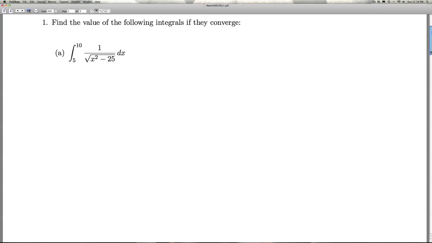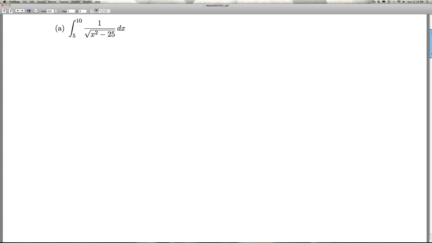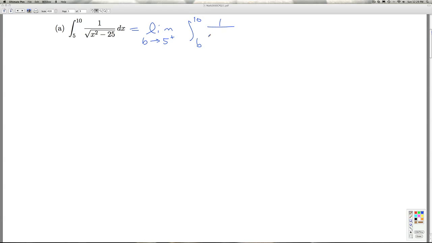And so in part A here, the first thing we need to determine is, is this an improper integral, and if so, why? In this one, you notice that at the lower limit of integration 5, I get a 0 in the denominator. So that means that's the limit of integration I have to replace in my limit statement. So I'm going to take the limit as b comes to 5 from the right hand side of the integral from b to 10, 1 over the square root of x squared minus 25 dx.